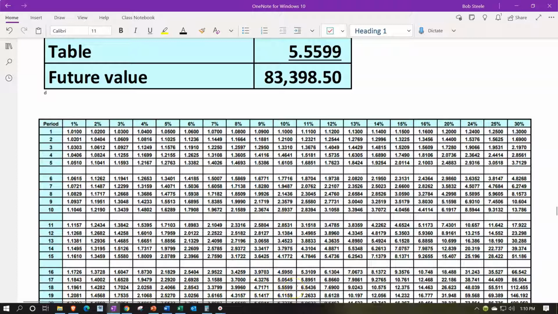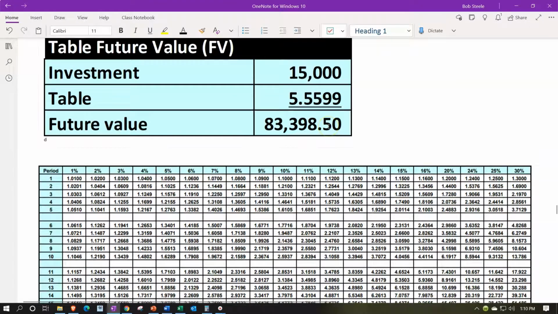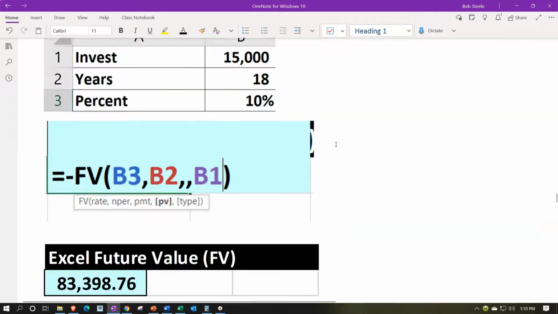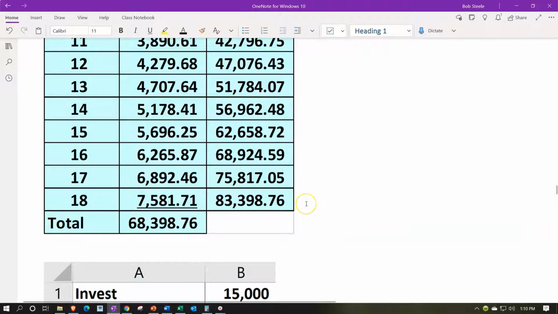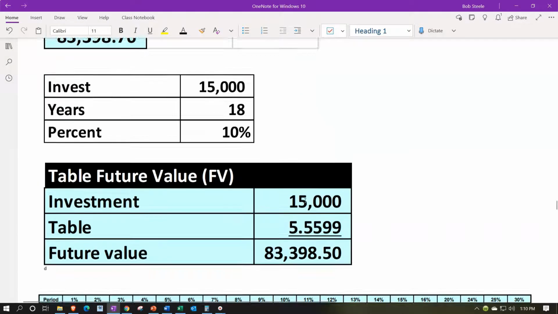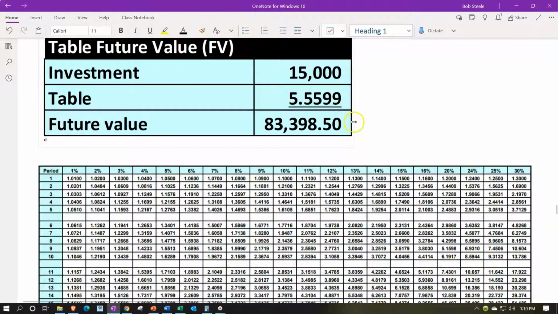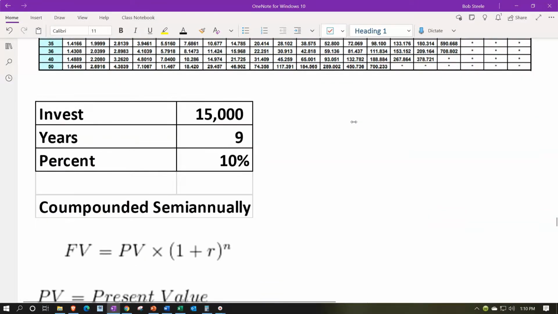Which is going to be 5.5599, 5.5599. That then, multiplying that out, gives us the 83,398.50. Going back up, that's going to give us the 83,398.76. There is rounding for the tables. They are rounded to 4 decimal places, therefore not quite as exact. Good for practice, but slightly different.